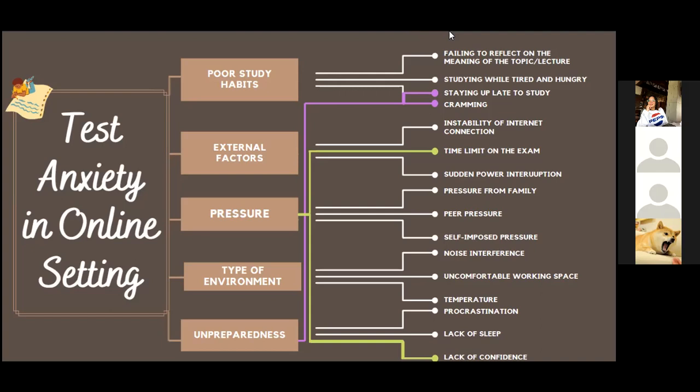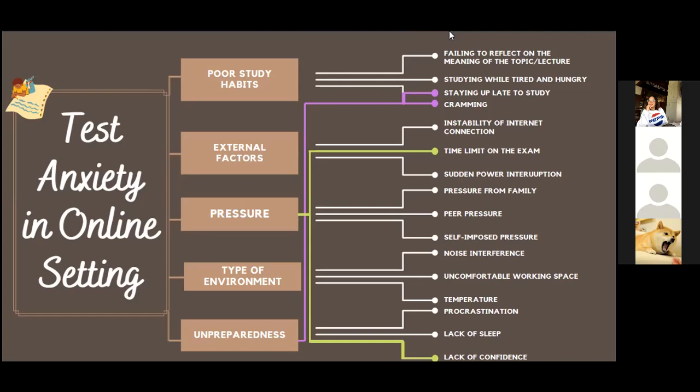Noise interference can be bothersome to students and affect their concentration during the exam. With their concentration being affected, they may feel anxious when taking the exam because they are not able to recall certain information. In an uncomfortable working space, students may not be able to think properly. For example, a student without personal space, which leads him or her to take an exam in a living room where other family members could be present.